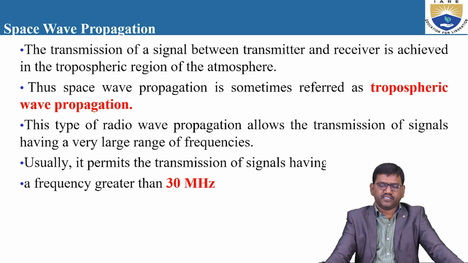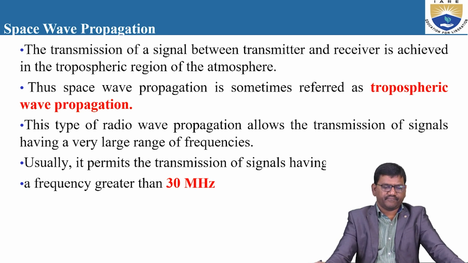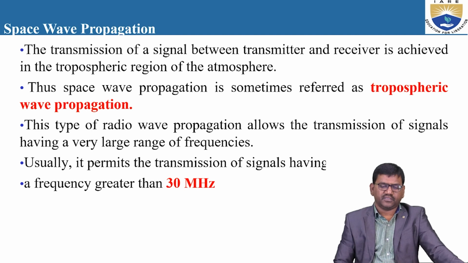Space wave propagation is sometimes referred to as tropospheric wave propagation, and we are going to transmit the high frequency signals of 30 to 300 megahertz in space wave propagation. So we can transmit a large amount of signal over a larger range in space wave propagation, as the frequency is very high.